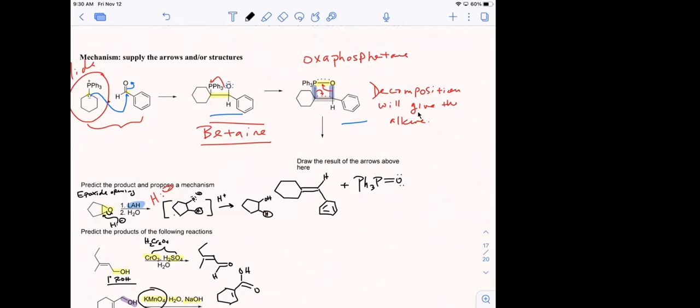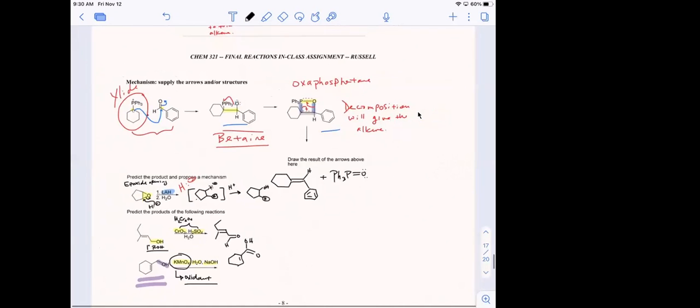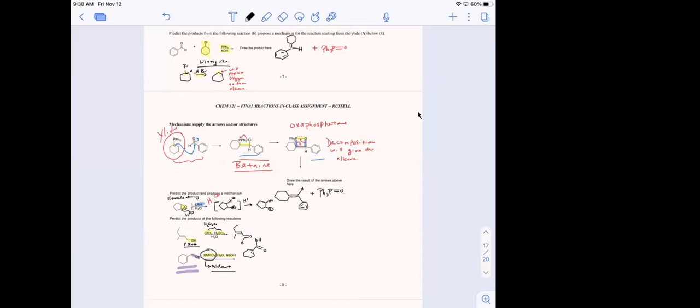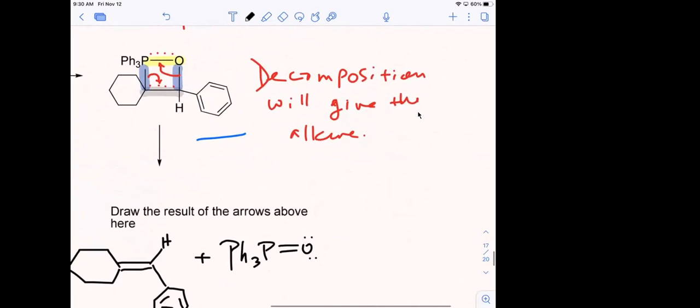All right. Questions about the mechanism? Dr. Russell, what was it called when we broke the two sigma bonds to get our product? Well, it's just decomposition. Yeah, that decomposition is how that intermediate breaks down to give you your two products. But the alkene is your major product.